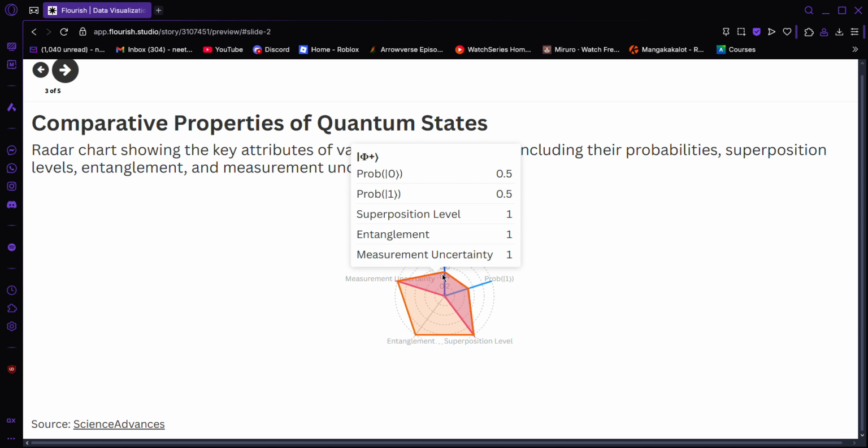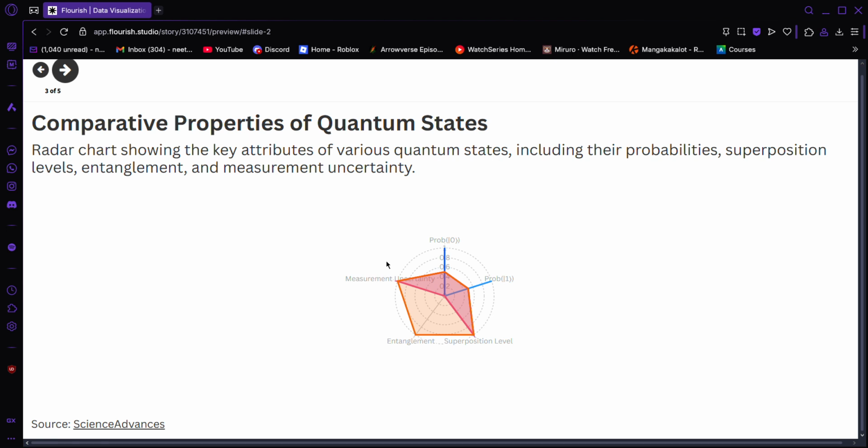It evaluates each state based on its probability of measuring certain outcomes, level of their superpositions, entanglement, and the uncertainty of measurement. This helps to visualize how quantum states differ in their behavior and complexity.